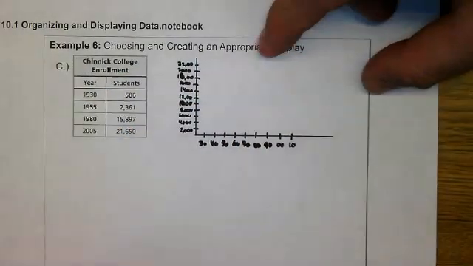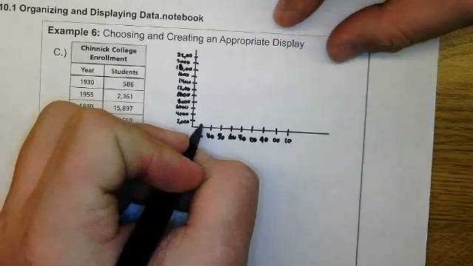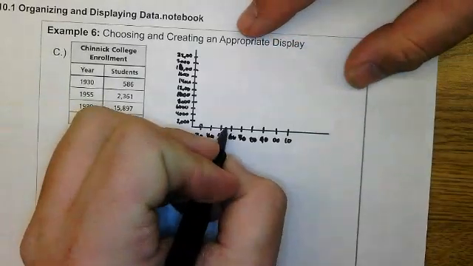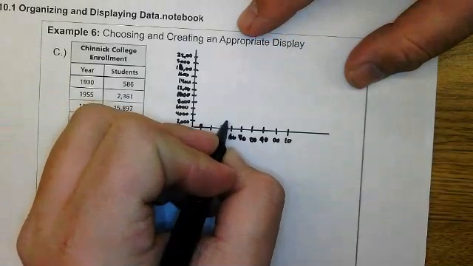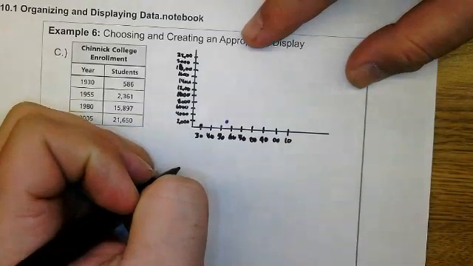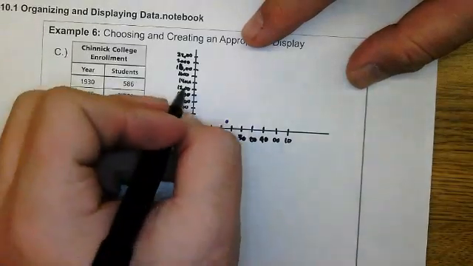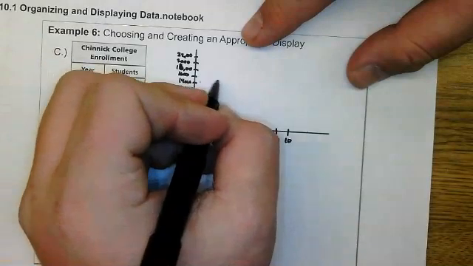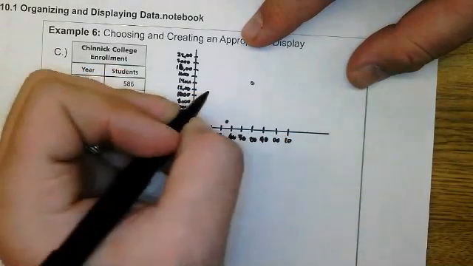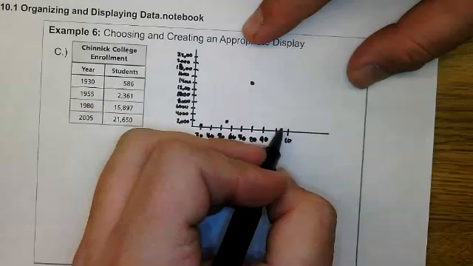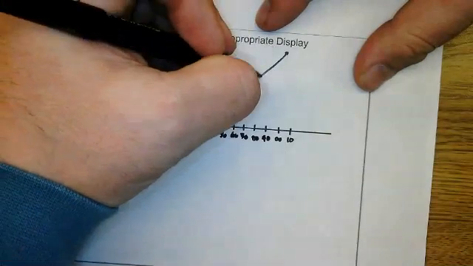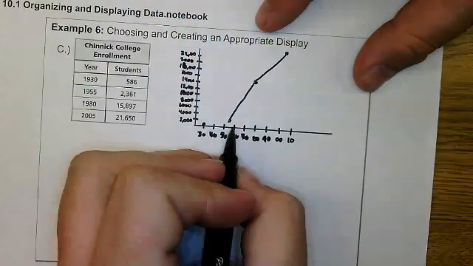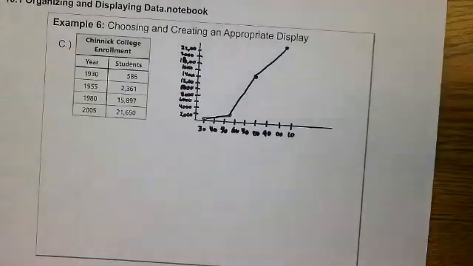So now 1930, we're at 506, so just above. 1955, we're just over 2000. In 1980, we're at 15,000. And then 2005, we're overjoyed. And there's my line graph showing.